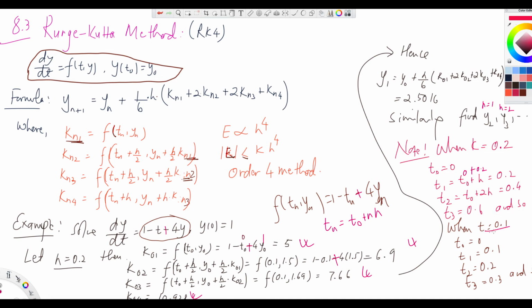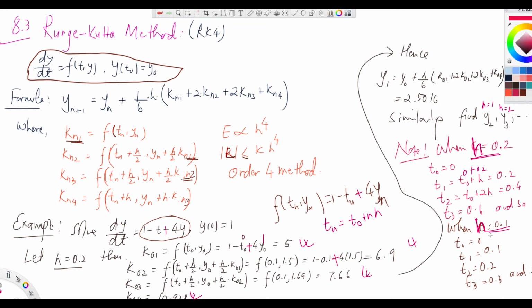But when h equals 0.1, then t0 is 0, t1 is 0.1, t2 is 0.2, t3 is 0.3, and so on. You will see in the table that when h is 0.2, this is h, okay? I'm sorry about that. So this is when h is 0.2, that's what you get. When h is 0.1, this is what you will get. So in the table you will see that when h is 0.2, the values of y will be when t equals 0.2, 0.4, and 1 and 1.5, and 2 like that, right?